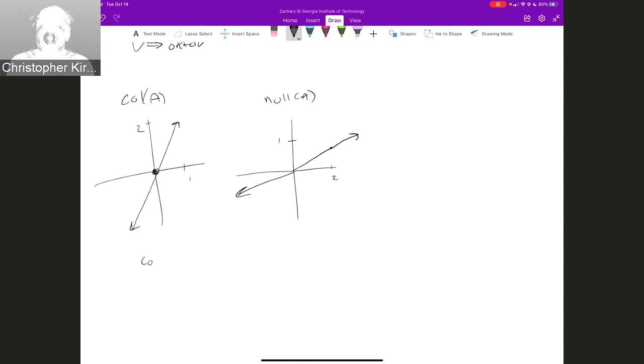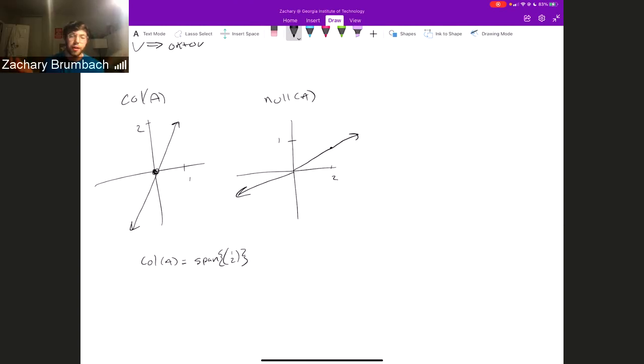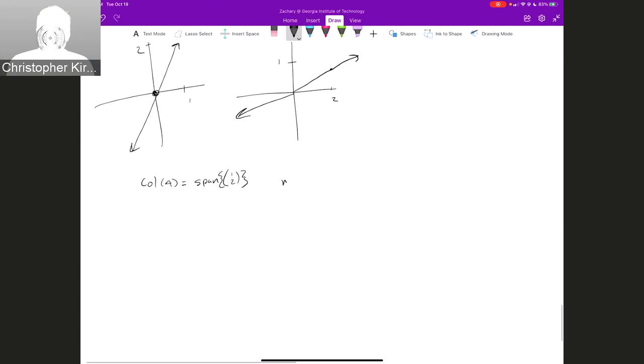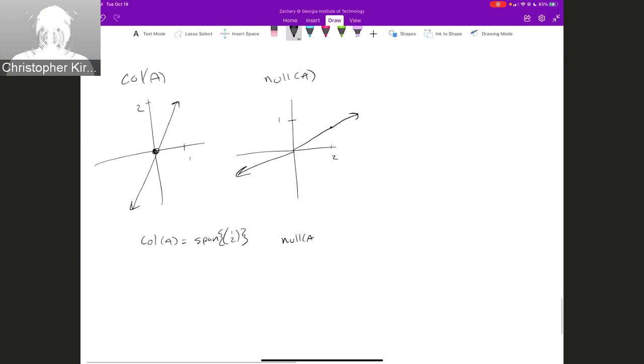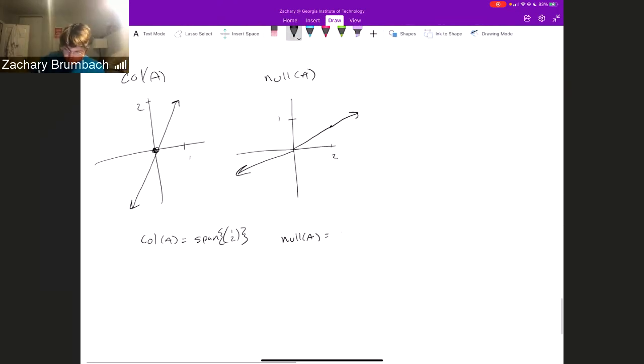So our column space is equal to what? It's equal to the span of the vector 1, 2, because it's just a line. It's the span of that vector. You can pick 1/2, 1 or -1, -2. It doesn't matter. They all create the same thing because it's just on a line. The null space equals the span of 2, 1.